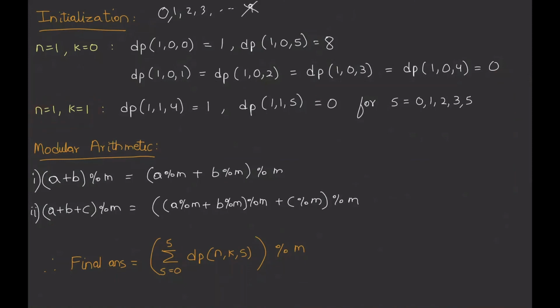And the other base case is when n equal to 1 and k equal to 1. So you're searching for one 9 with one digit. And that can happen only if you put a 9. So that's why DP of 1, 1, 4 is 1. And everything else is just 0. Fine. So that is basically the base cases.